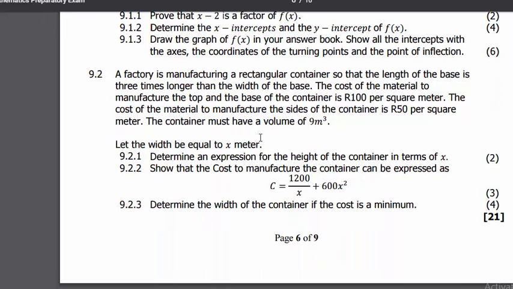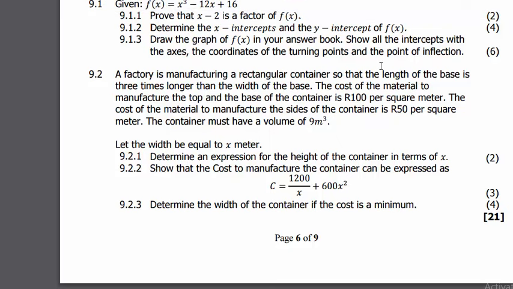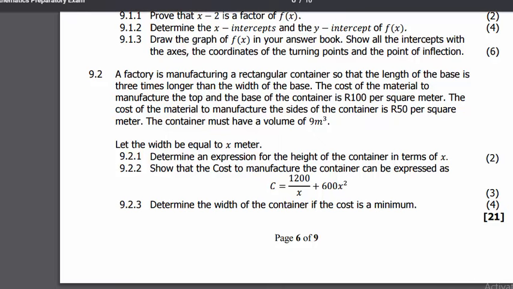Okay, a factory is manufacturing a rectangular container where the length of the base is 3 times longer than the width. The cost of the material to manufacture the top and the base of the container is 100 Rand per square meter. The cost of the material to manufacture the sides of the container is 50 Rand per square meter. The container must have a volume of that. Okay, let the width be equal to x meters, and then determine the expression for the height of the container in terms of x.